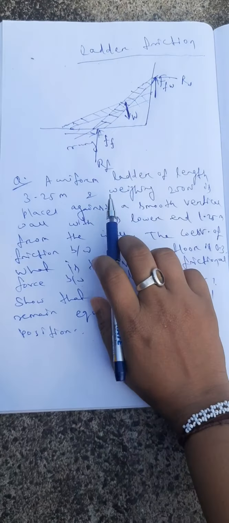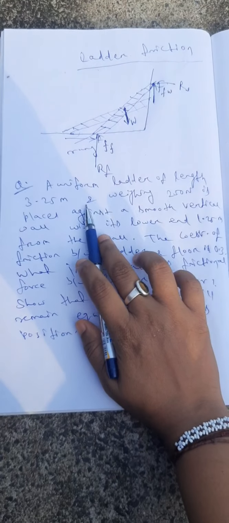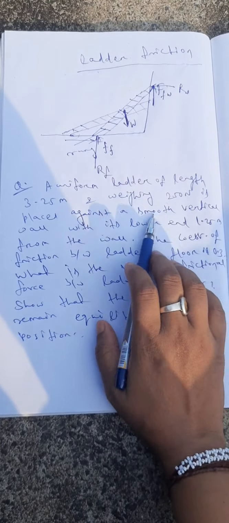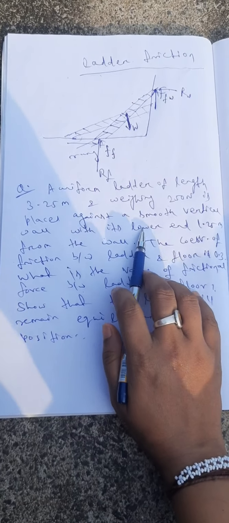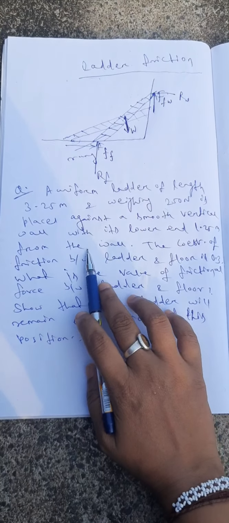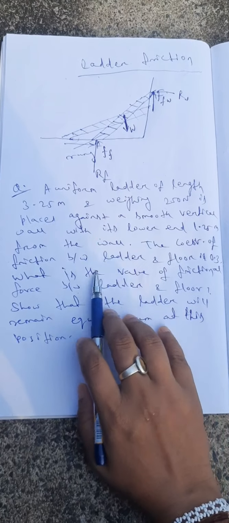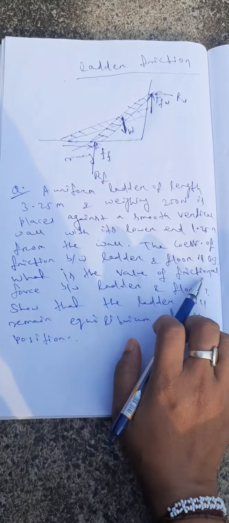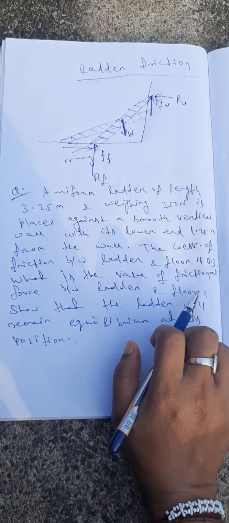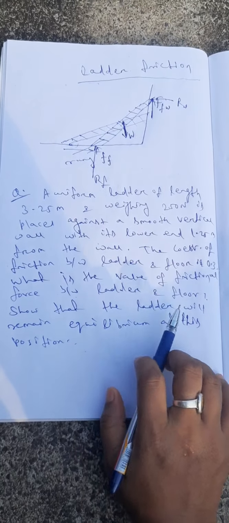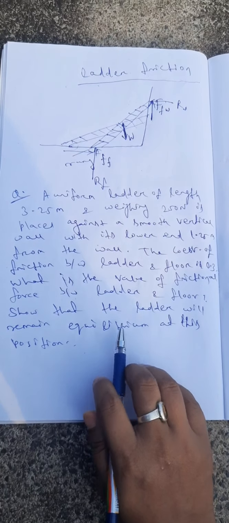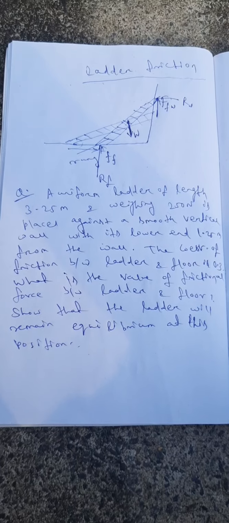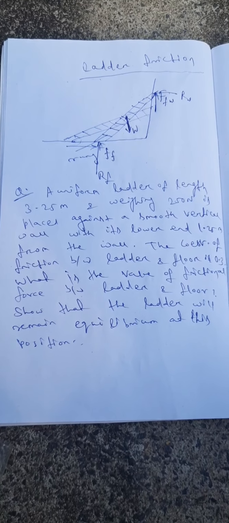So now the question is, a uniform ladder of length 3.25 meter and weight 250 Newton is placed against a smooth vertical wall with its lower end 1.25 meter from the wall. The coefficient of friction between the ladder and the floor is 0.3. What is the value of frictional force between ladder and floor, so that the ladder will remain in equilibrium at this position? So we have to solve this.